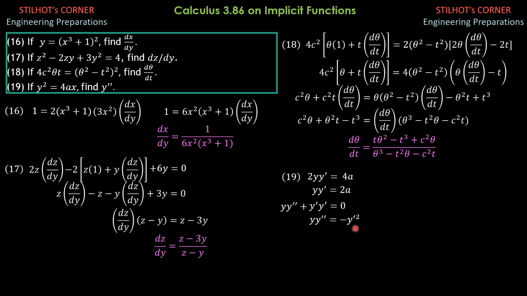And the value of y prime from this equation is 2a over y. So y double prime is negative of quantity 2a over y squared. So y double prime is negative 4a squared over y squared. So finally, we divide everything by y. So the final answer, y double prime, is negative 4a squared over y squared times y, so y cubed. So y double prime is negative 4a squared over y cubed.